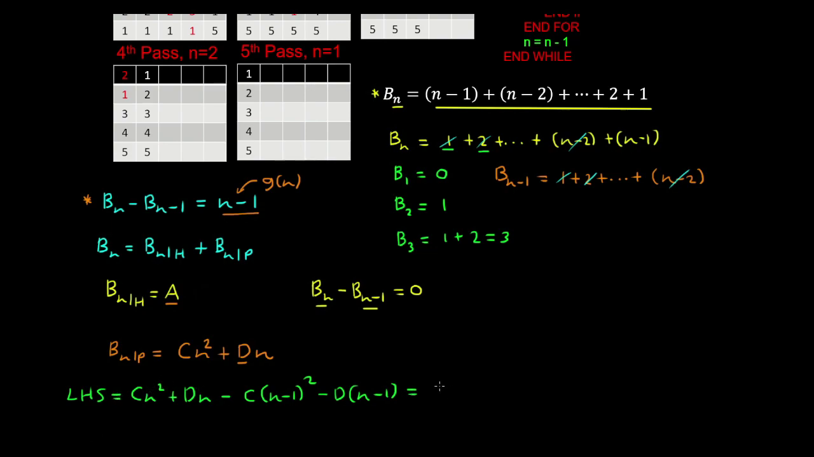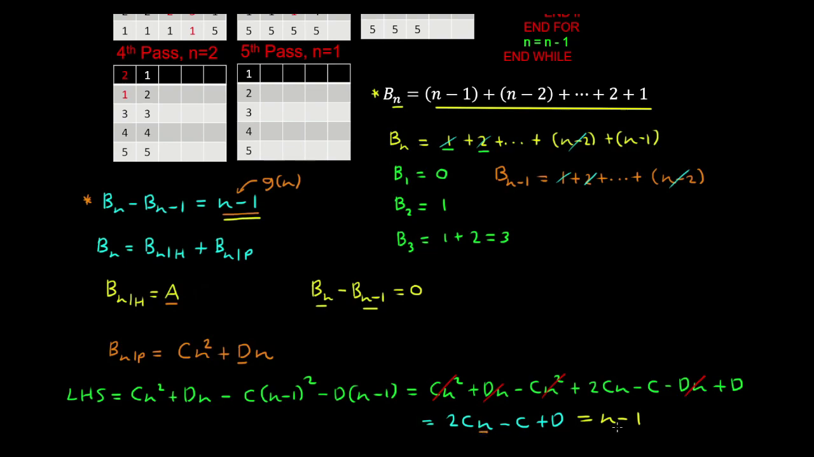And if we expand this, we have Cn squared plus Dn minus Cn squared minus 2Cn minus C minus Dn plus D. And we can cancel out some terms. So we're left with 2Cn minus C plus D. And now we equate this to the right hand side of the recurrence relation.